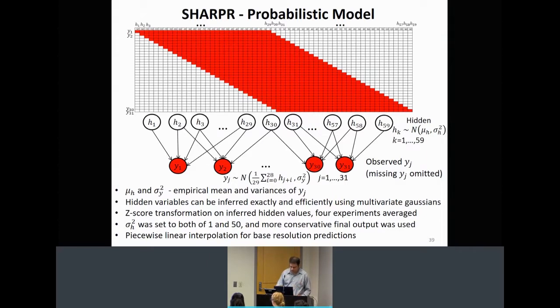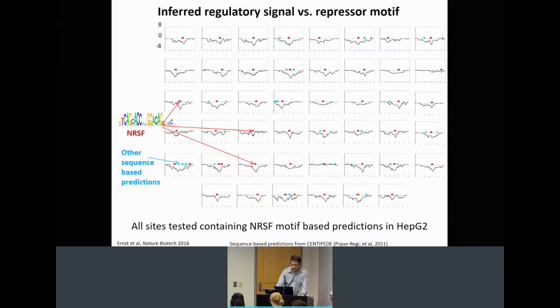And in practice, we use two different variance parameters and take a more conservative estimate after standardization. And more details of some of that. So what you're seeing now is the inference of activity at all sites that had this motif NRSF, which is a known repressive motif. So red is the places that have this motif predicted based on sequence information. Blue are other regulatory motifs predicted in these regions.